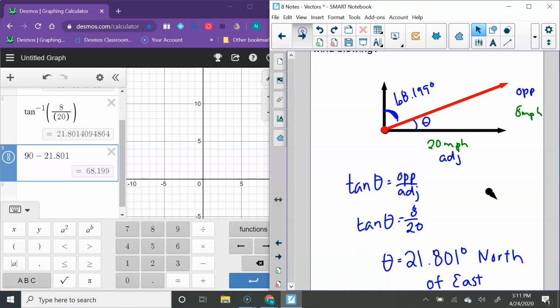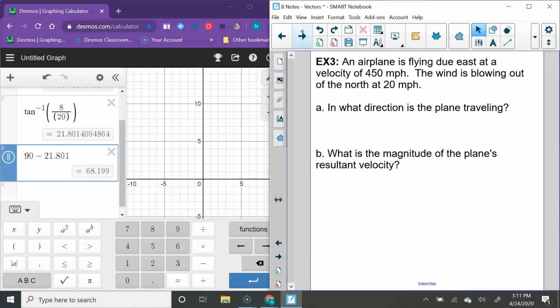Okay, let's continue on. This is another good problem. An airplane is flying due east at a velocity of 450 miles per hour. The wind is blowing out of the north at 20 miles per hour. In what direction is the plane traveling, and what is the magnitude of the plane's resultant velocity? So, here I was saying these are really applicable situations. This is something that very well could happen. They are kind of sanitized so that they're a little bit easier for us to deal with.